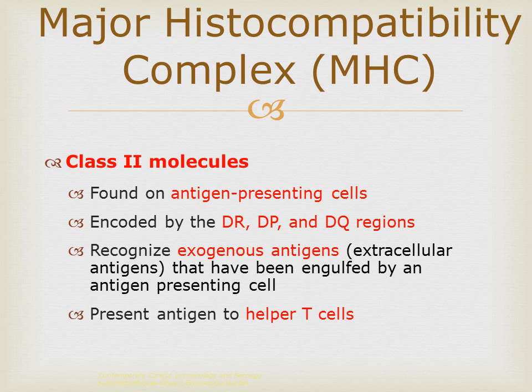The MHC class 2 molecules are found on antigen presenting cells. They're encoded by the DR, DP, and DQ regions of the genome. These recognize exogenous antigens. These are extracellular antigens that have been engulfed by an antigen presenting cell. They present the antigen to helper T cells.